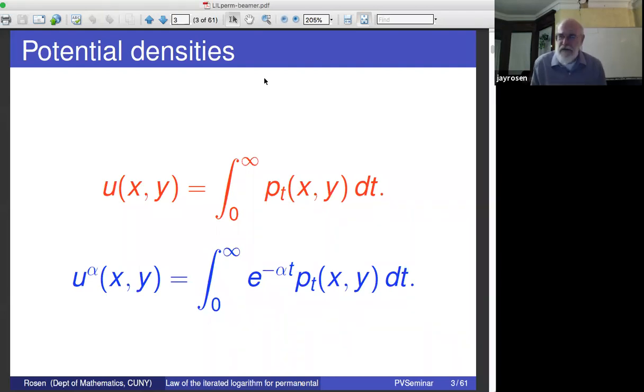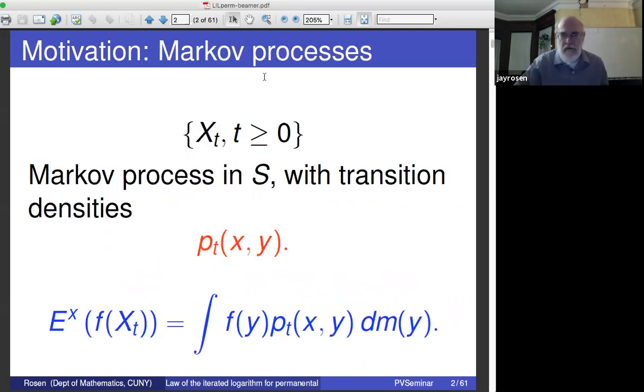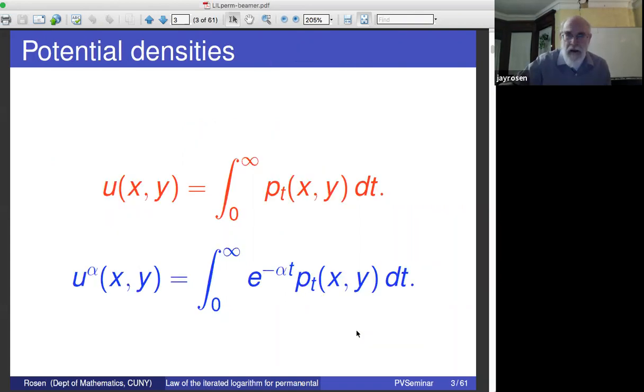The transition densities are with respect to some reference measure, dm. Once you have that, you can define the potential densities. This is the integral over t. In the first case, you can call this the zero potential density. This makes sense when the process is transient. And for our work, we're going to deal with transient processes. But if not, we have the alpha potential densities. This is obtained by killing the original process at some exponential time.